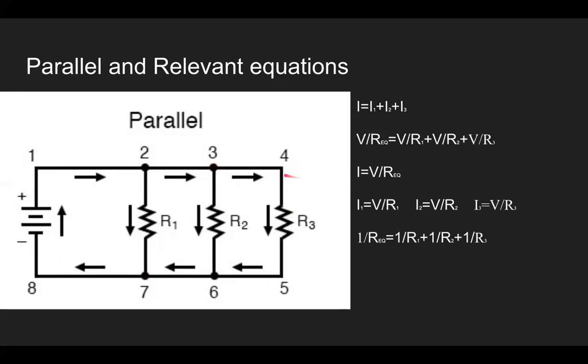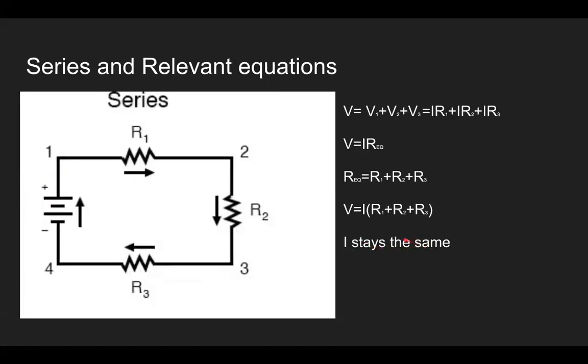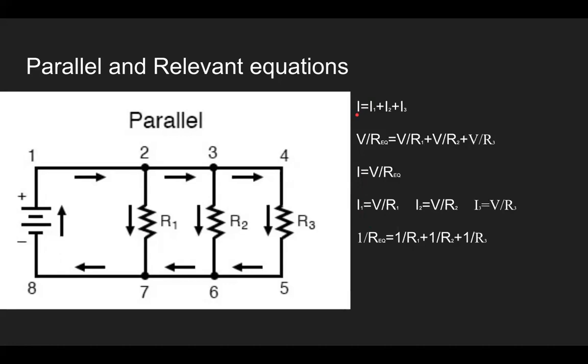And kind of like I was saying before, with series circuits, current stays the same. In a parallel circuit, the current is the sum of the current of each individual loop. So you find the current in this loop, find the current for this, find the current for that, and that is the total current. So for this, V over R equivalent equals V over R1 plus V over R2 plus V over R3. Another equation for this is I equals V over R EQ.